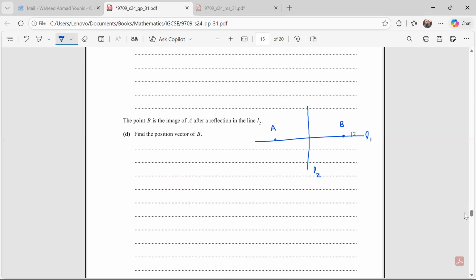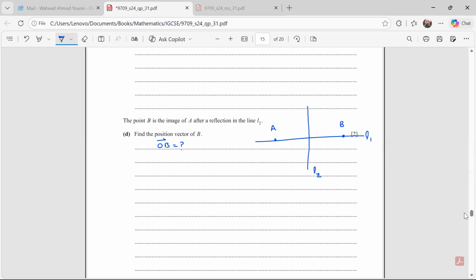B is the reflection of A in the line L2, so it will be on L1. We need to find the position vector of B. So we need to find this OB vector. This is what we need to find out, right?